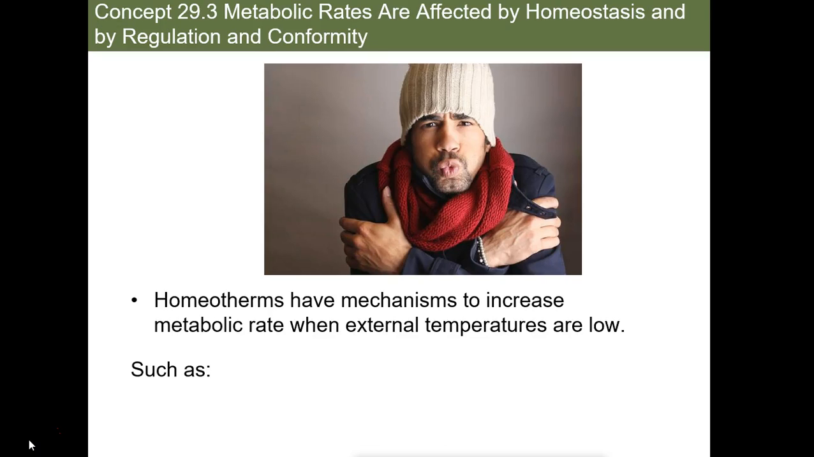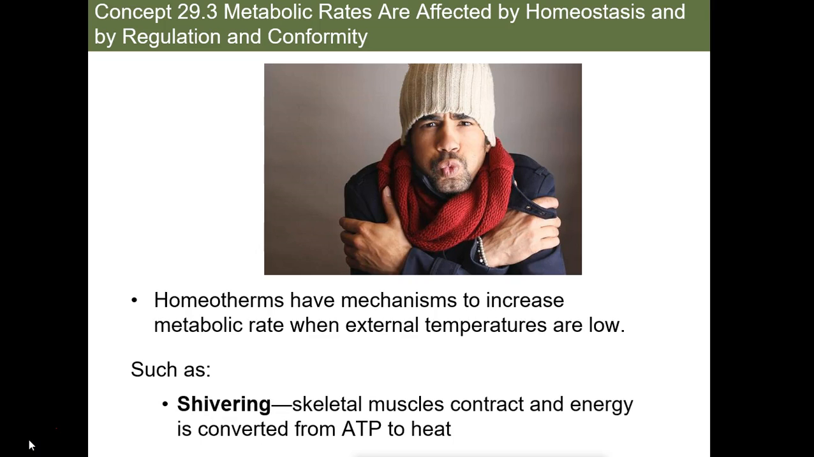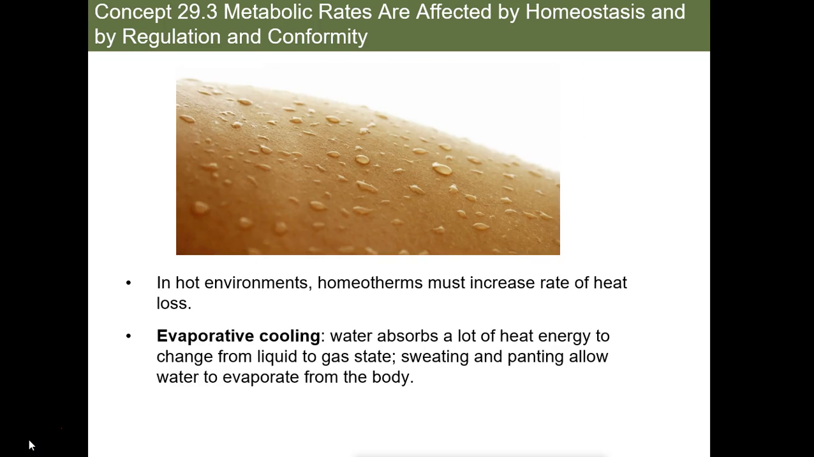Homeotherms have mechanisms to increase metabolic rate when external temperatures are low, such as shivering. Shivering is contracting skeletal muscles, and energy is converted from ATP to heat. In hot environments, homeotherms must increase the rate of heat loss. This is often done by evaporative cooling, which is using water, often in the form of sweat, to absorb heat energy so that it may escape the body.